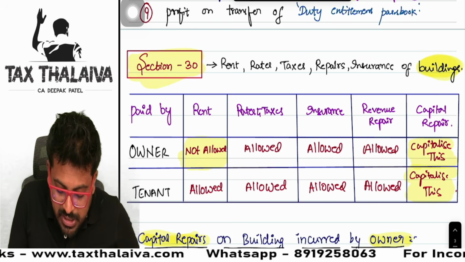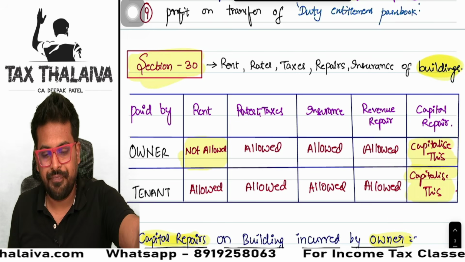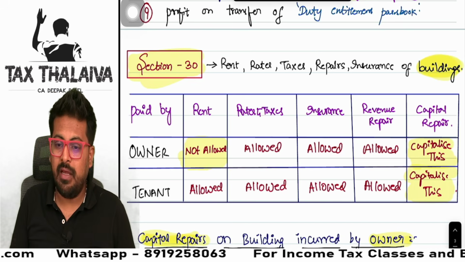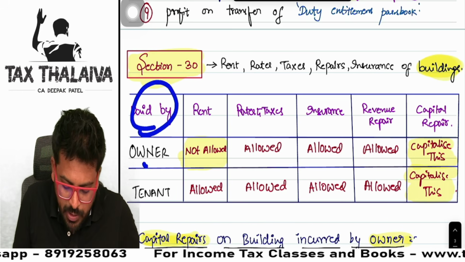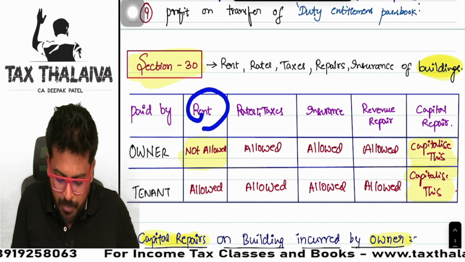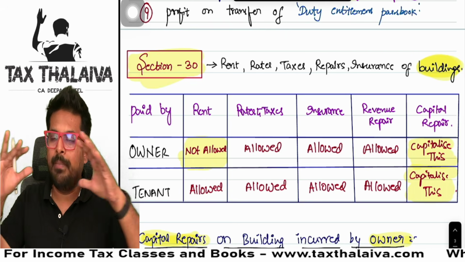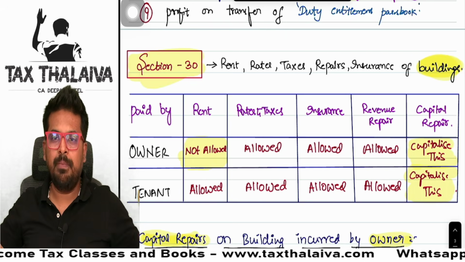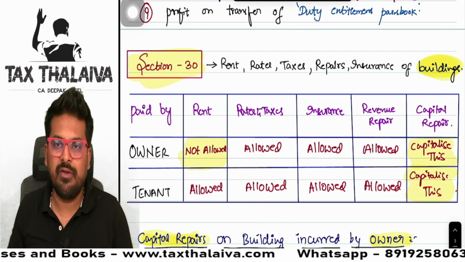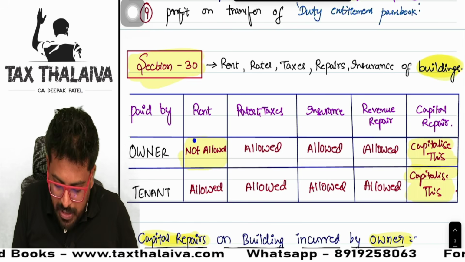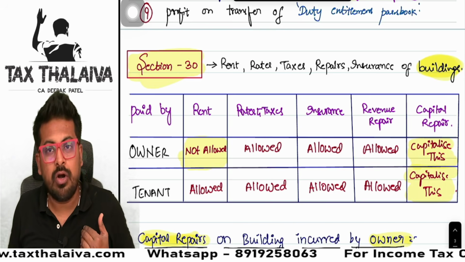But mind you, under section 30, we are discussing only buildings, not other assets. Depending on who is paying, it will be allowed or not. If rent is paid by the owner, then it is not allowed. For example, say I own a building. This classroom setup is owned by me only. I cannot pay rent to my own self. It is my own building, so it will not be allowed. But all other expenses will be allowed, even though I am the owner of the building.